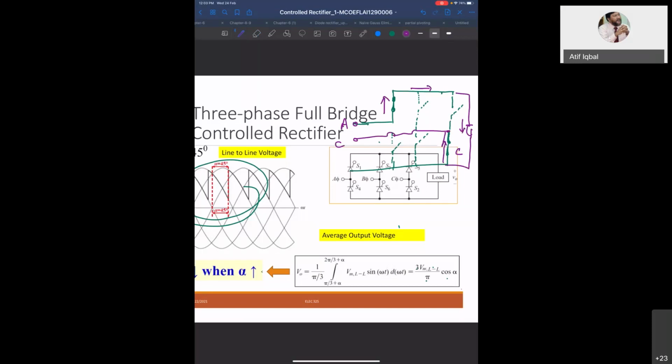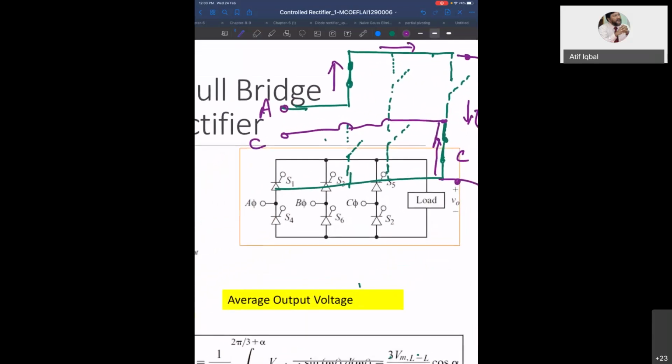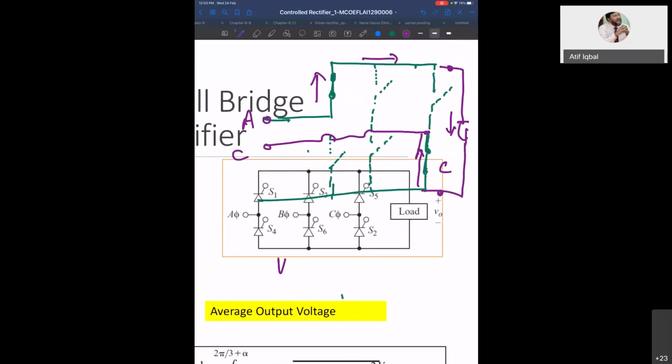So, what will be the voltage across the load? Tell me. What will be the voltage across the load? VAC, which is VAN minus VCN. That will be the voltage. Similarly, any other combination you take, you will see that all the time line voltage will come across the load.